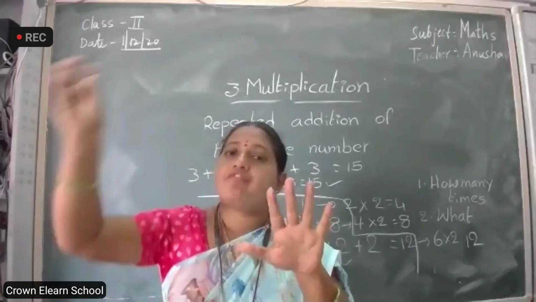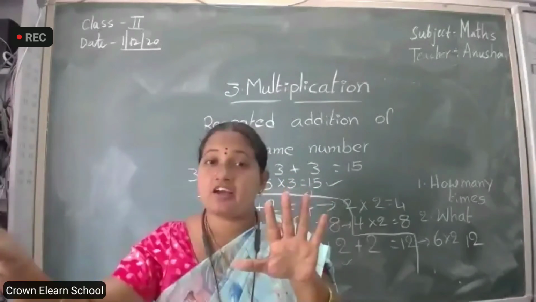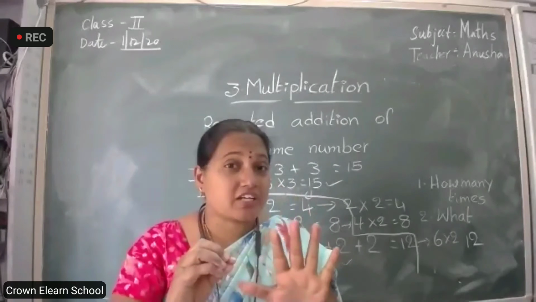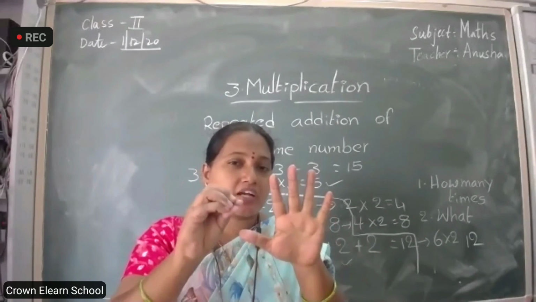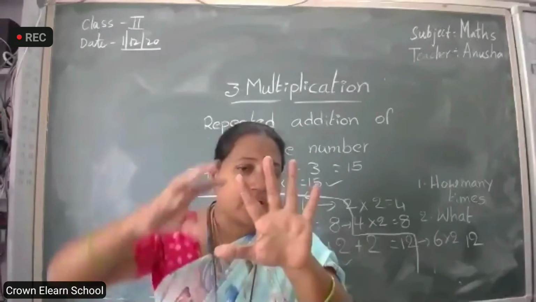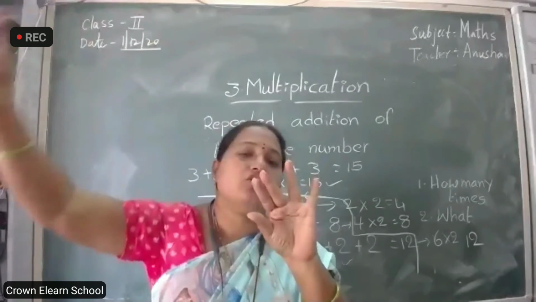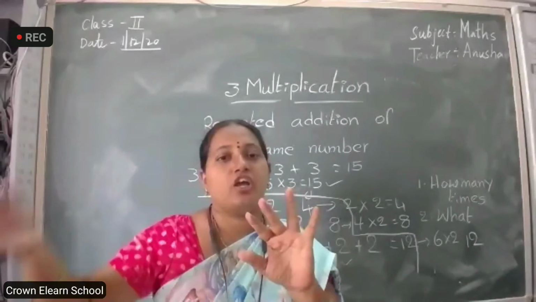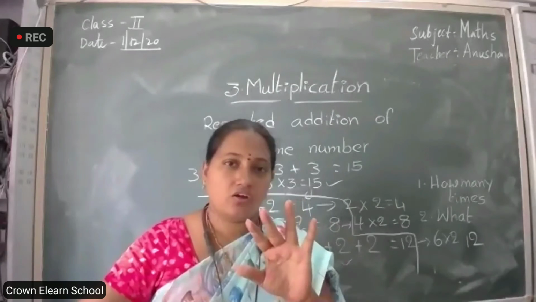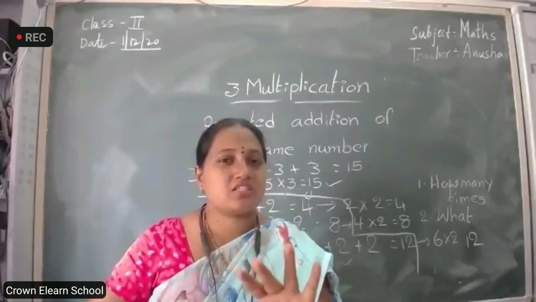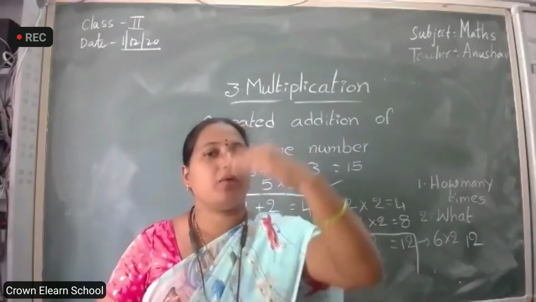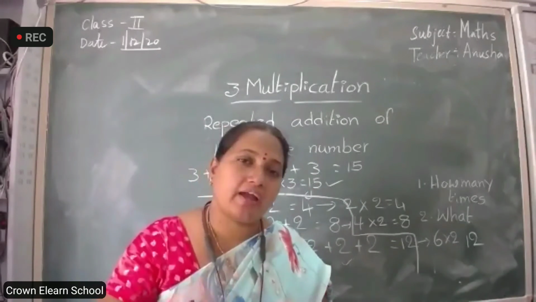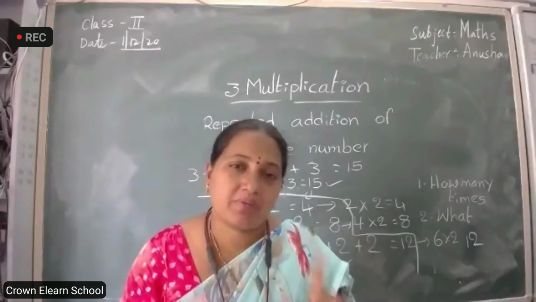You will take from your friend. That is addition. Subtraction means what you will do? What you have, from that you are giving something to your friend. Okay? Subtraction is nothing but you will give to your friend. Multiplication means what you have, the same number you will add repeatedly. That is nothing but multiplication.